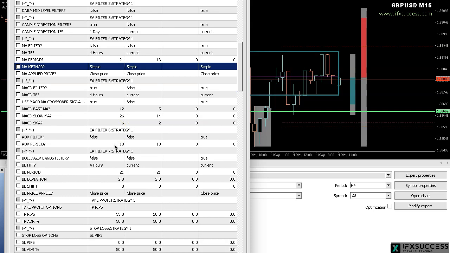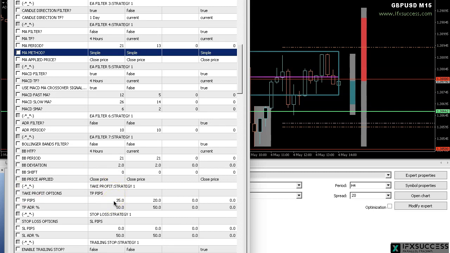When we have all the filters, filter number 6, this is actually added, filter number 6, ADR period, ADR filter, and lastly, filter number 7, which is going to be based on Bollingers. Again, I'm going to give you examples on different type of filters just to see what kind of results we get. And again, you have to play around with the filters.